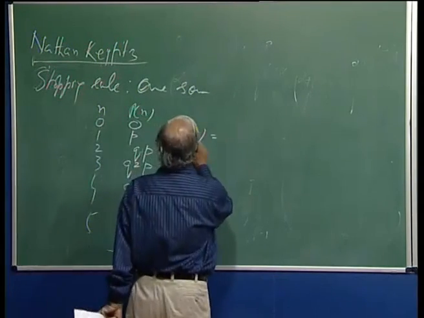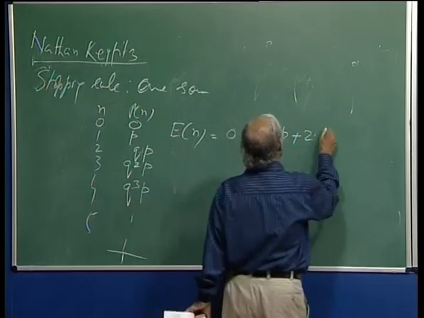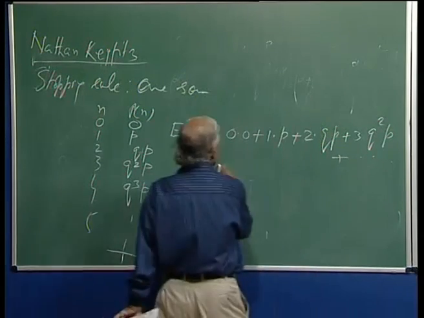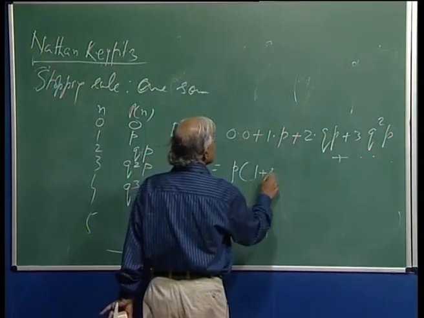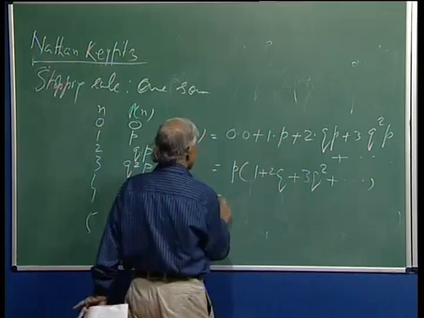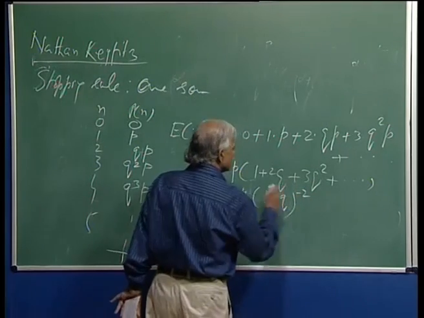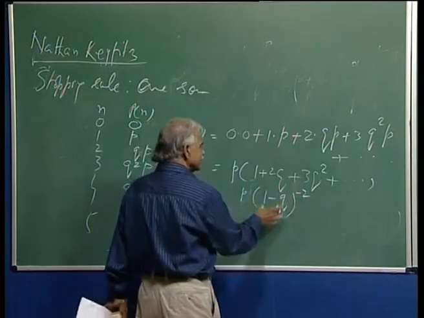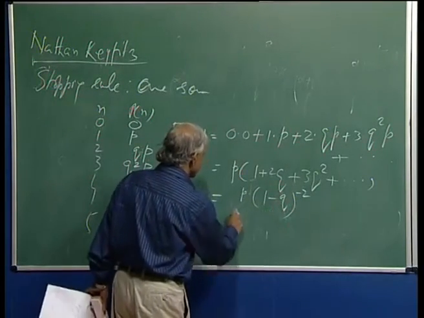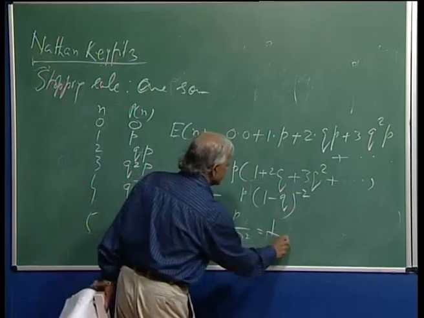So, the expected value of n in this would be 0 into 0 plus 1 into p plus 2 into q p plus 3 into q square p and so on, and this will be p times 1 plus 2q plus 3q square plus so on, or p times 1 minus q to the power minus 2. This is a series which you get from the binomial expansion of this. So, p upon 1 minus q square, and 1 minus q is p. So, p upon p square, which is 1 upon p.